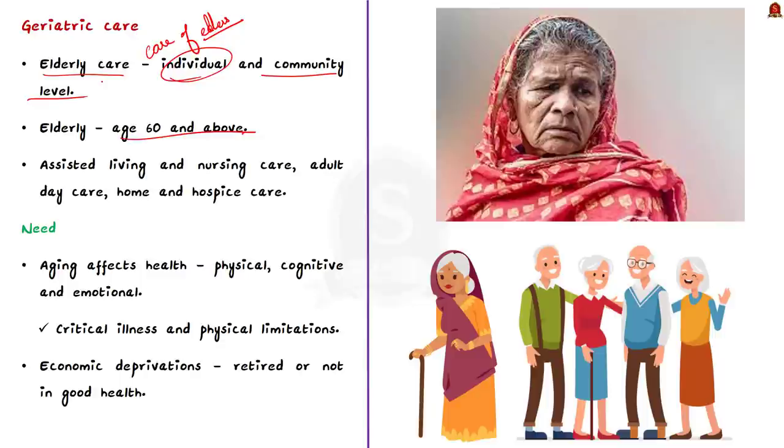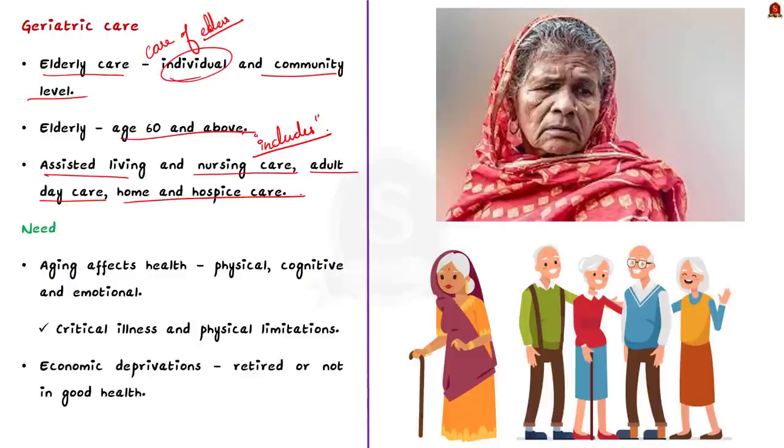Further, geriatric or elder care is a broad term that encompasses everything from assisted living and nursing care to adult day care, home care, and even hospital care. See, here the word encompasses means it includes everything. Now we'll see why we need it.